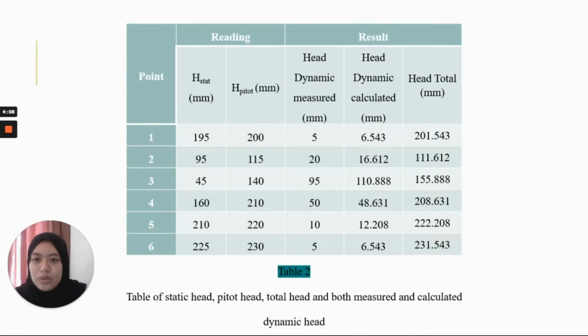This is table 2. From the experiment, we have read the static head and pitot head. And from the calculation and formula, we get the head dynamic measured, head dynamic calculated, and the head total.